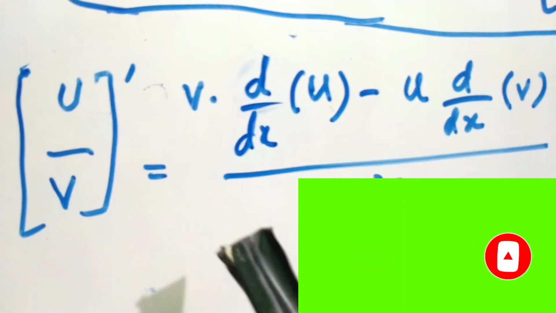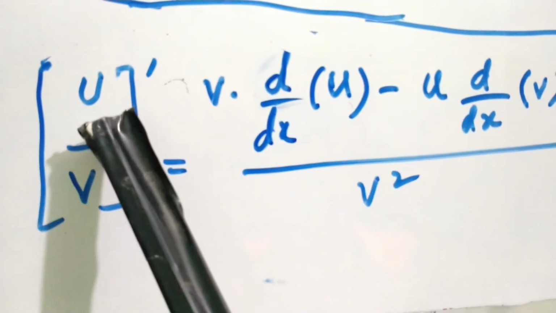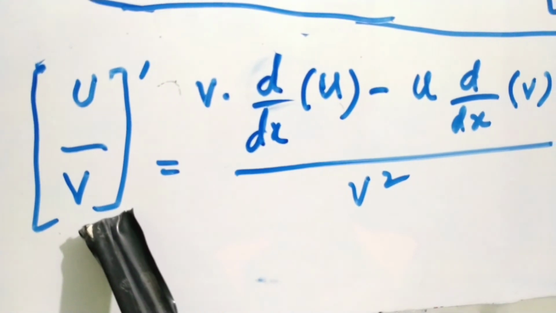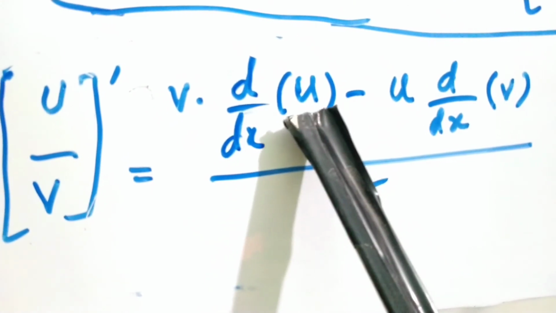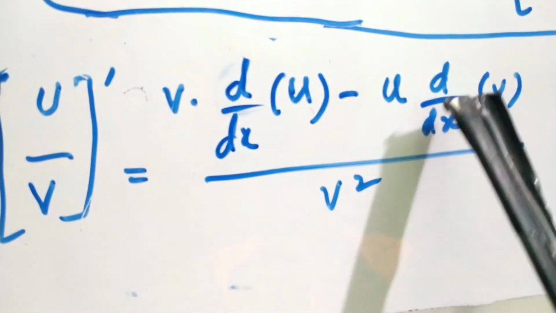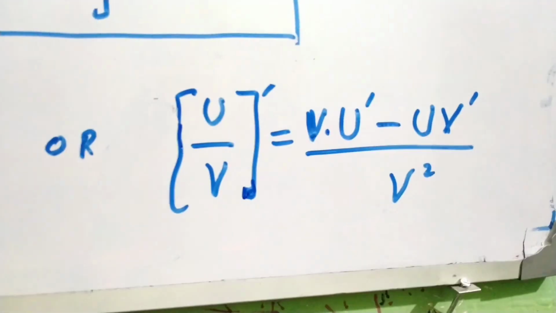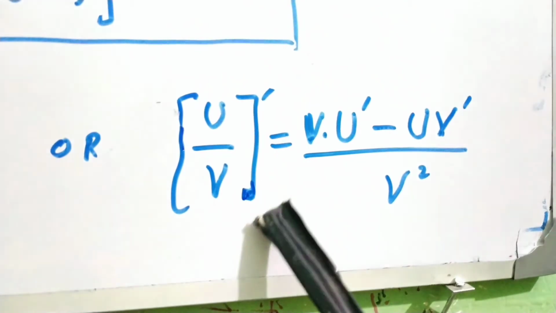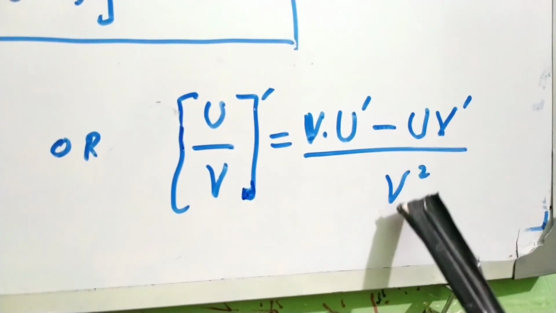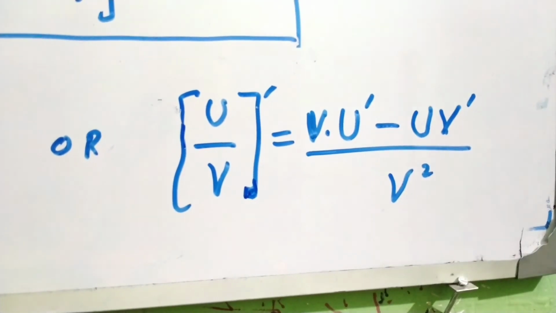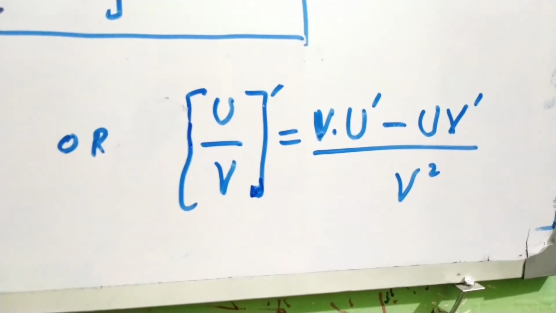So we have this formula. If we put u is equal to f of x and v is equal to g of x, so u over v dash is equal to v is the same, the derivative of u with respect to x, minus u is the same, the derivative of v with respect to x, divided by v square. Or we can simply write u over v whole dash is equal to v into u dash minus u into v dash, divided by v square. So this completes our derivation of the derivative of the quotient formula.